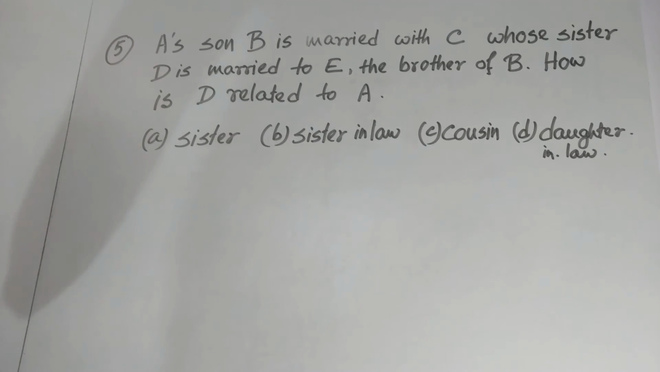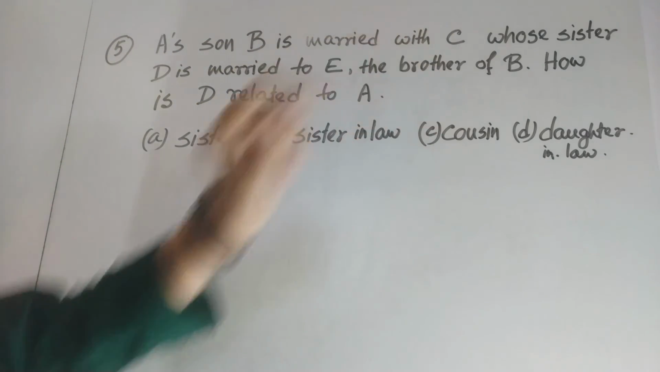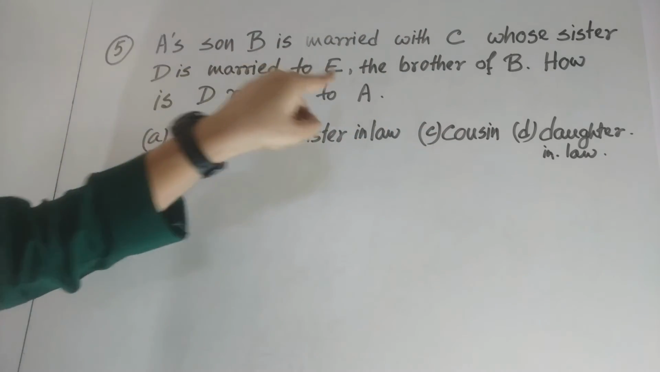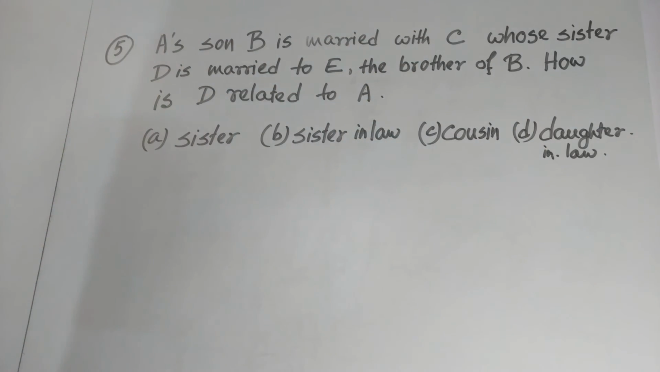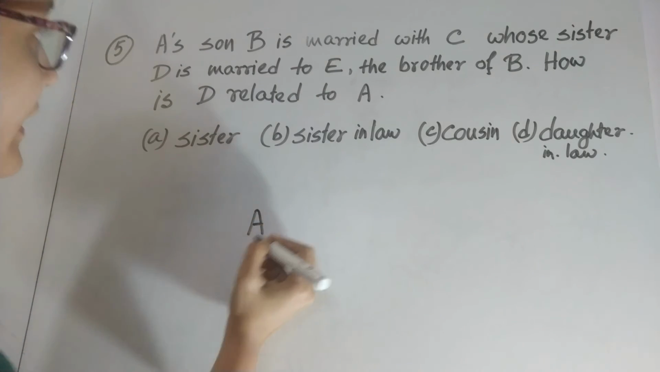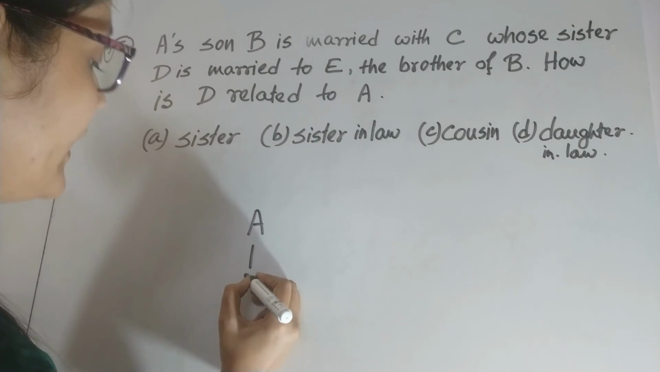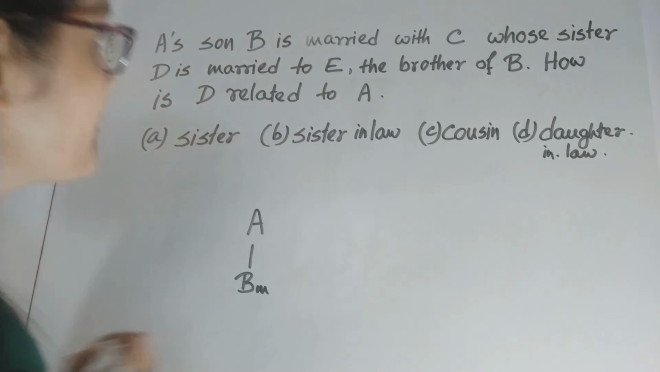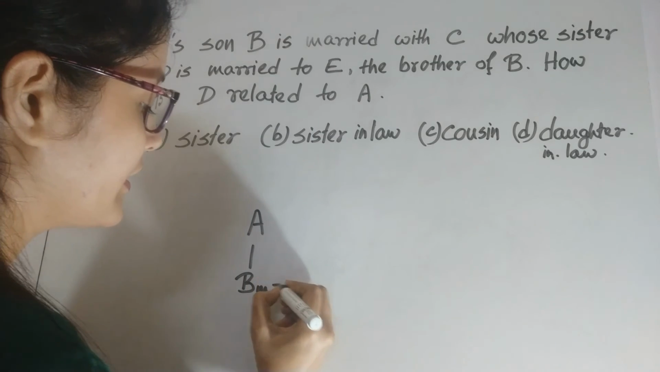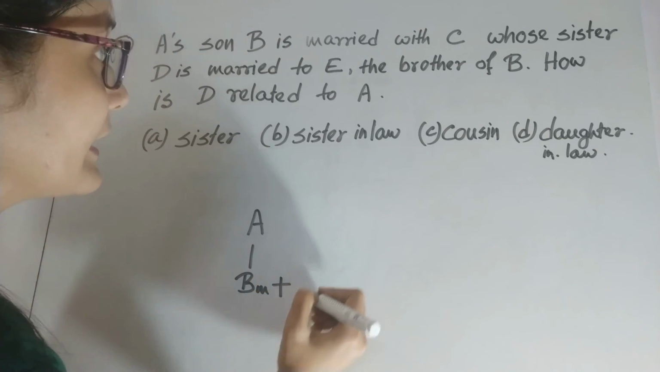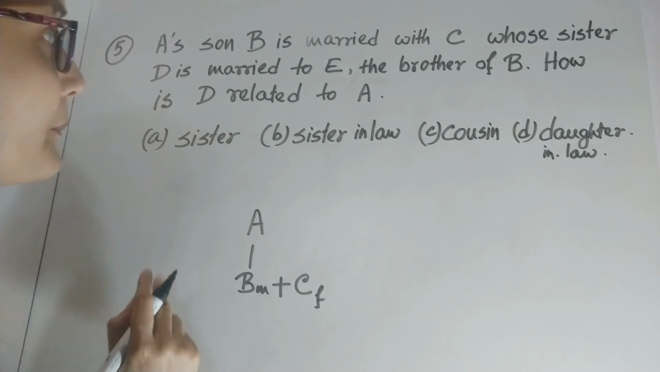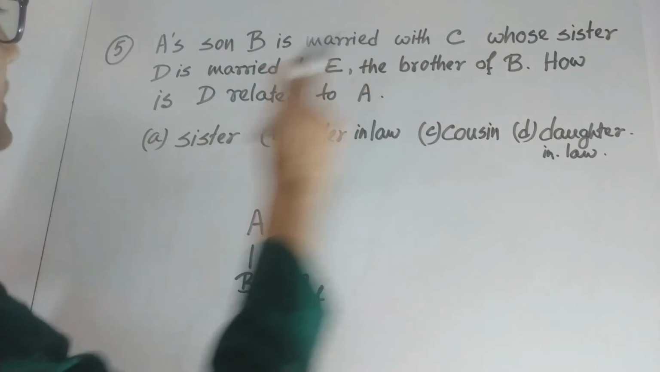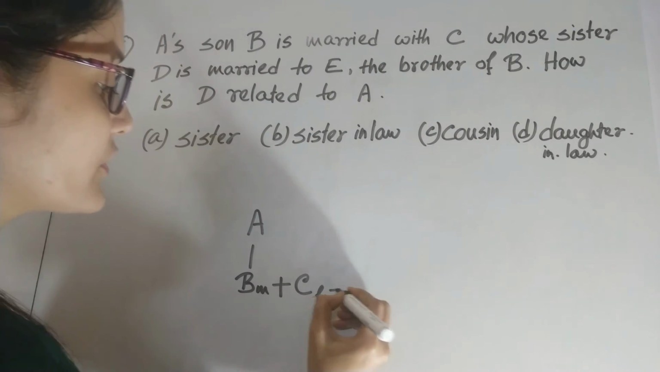Next, A's son B is married with C, whose sister D is married to E, the brother of B. E is the brother of B. How is D related to A? So here A's son B, that means B is a male member, is married with C. Here this plus denotes that B and C are married. So here definitely C is a female member. Whose sister D? C's sister is D.